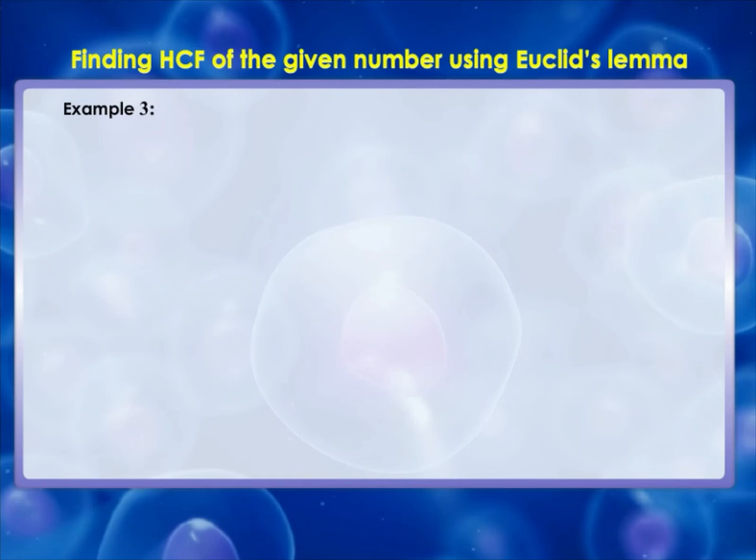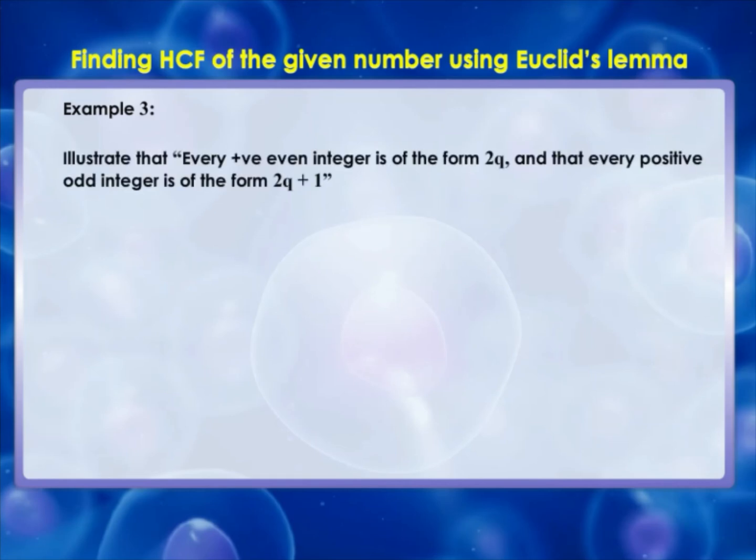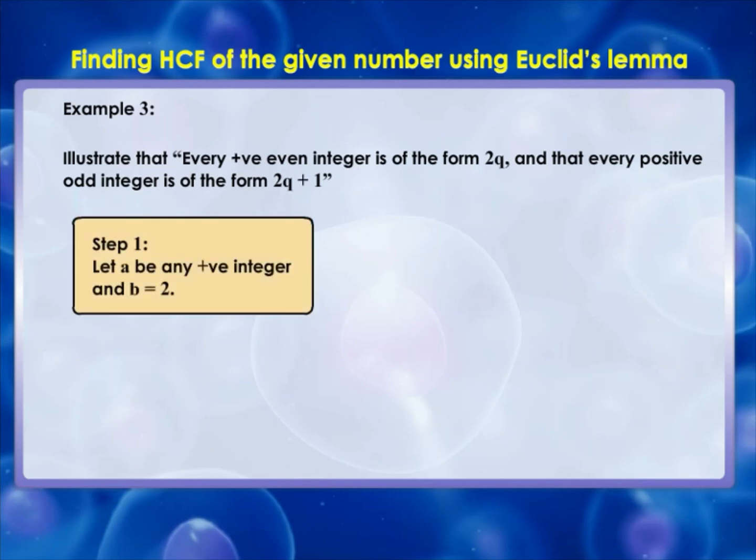Let's move to the third example. Show that every positive even integer is of the form 2q, and that every positive odd integer is of the form 2q + 1, where q is some integer. Step 1. Let a be any positive integer and b equal to 2.